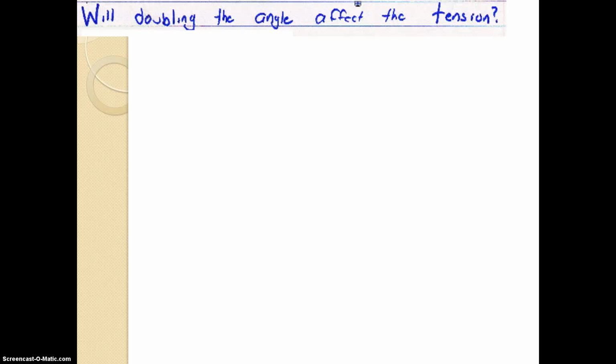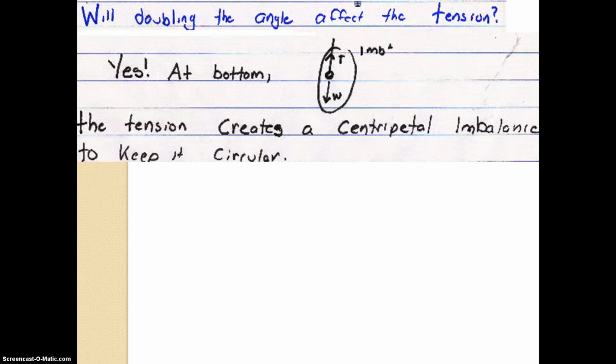So, will doubling the angle affect the tension? Pause, just think about it for about 30 seconds and play it again. Yeah, absolutely. At the bottom, we're going to have weight down and tension up, and there's an imbalance. There has to be an imbalance because there has to be a centripetal imbalance to keep it circular. If these two were equal, it would go straight forward and thus fall and no longer go in a circle.